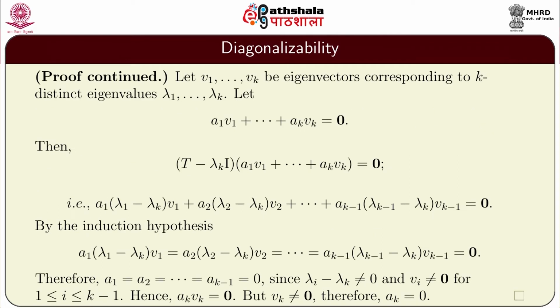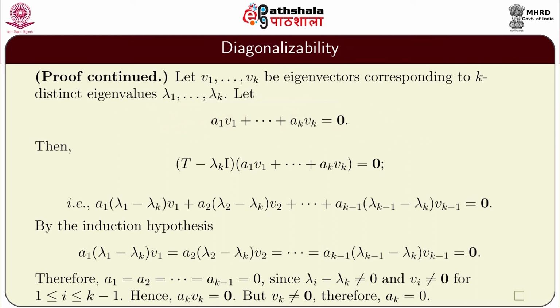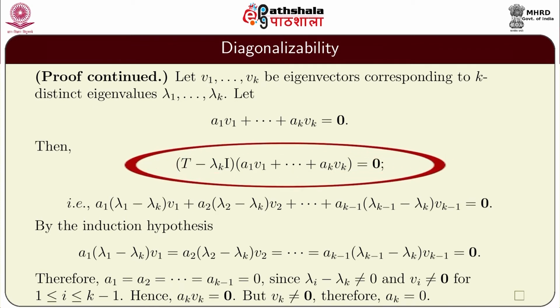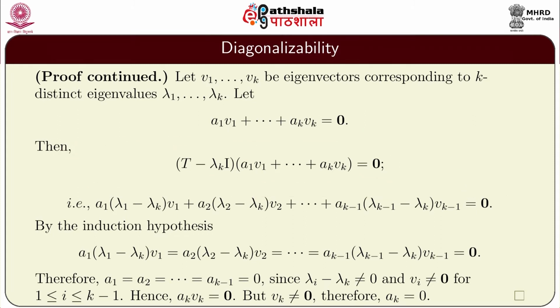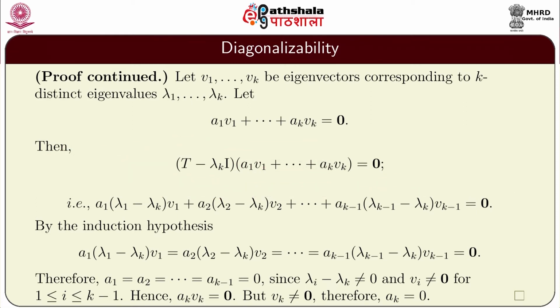Let V1, V2, up to Vk be eigenvectors corresponding to k distinct eigenvalues lambda 1 up to lambda k. Take a linear combination of V1, V2, up to Vk, namely a1 V1 plus a2 V2 etcetera up to ak Vk, and suppose that is the 0 vector. If we apply the operator T minus lambda k I on this linear combination, then we get T minus lambda k I of a1 V1 plus a2 V2 etcetera up to ak Vk is equal to T minus lambda k I of 0, which is the 0 vector.